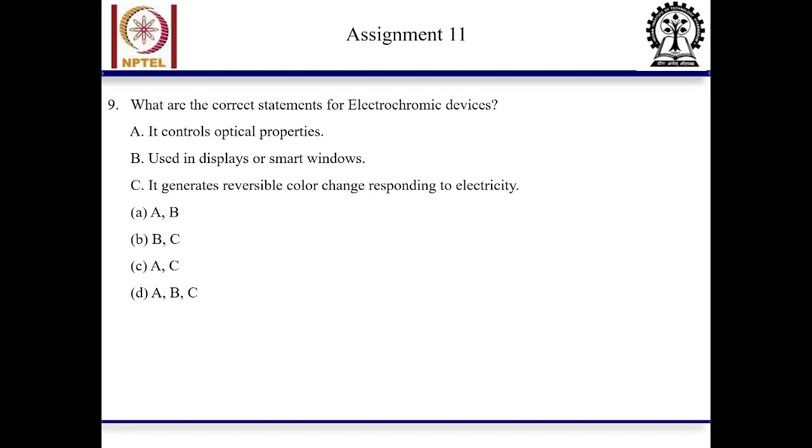Can anyone just write in the chat box? Sunil Pawar is saying that A and C are correct. Okay. Anyone else? Anyone else who has a different answer than Sunil?